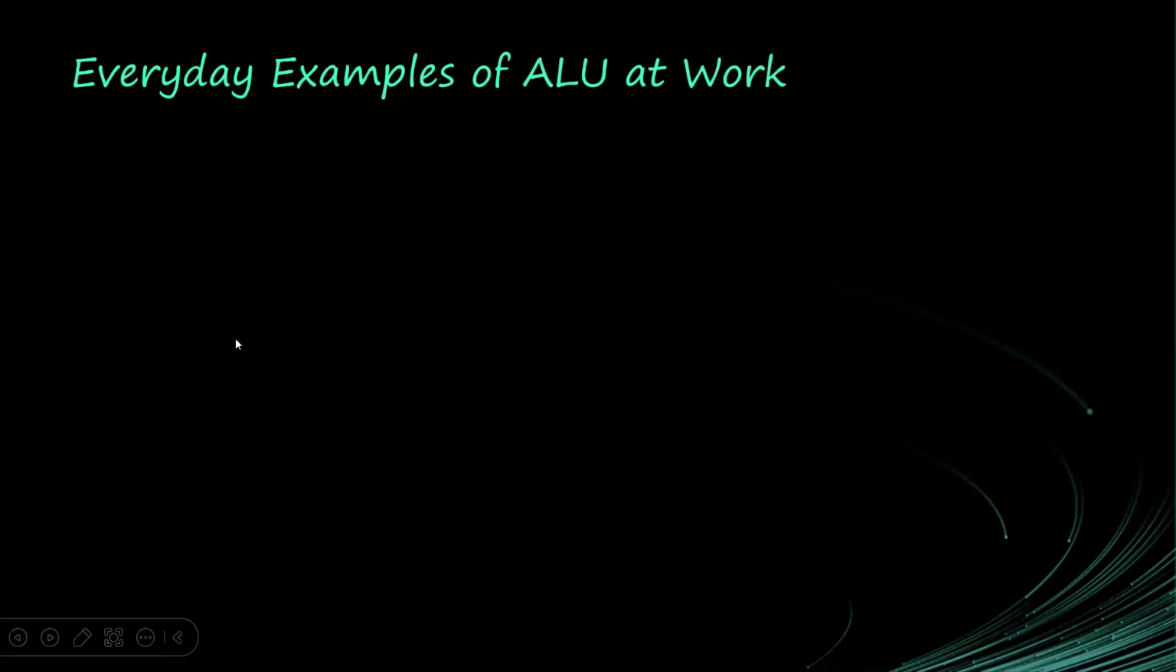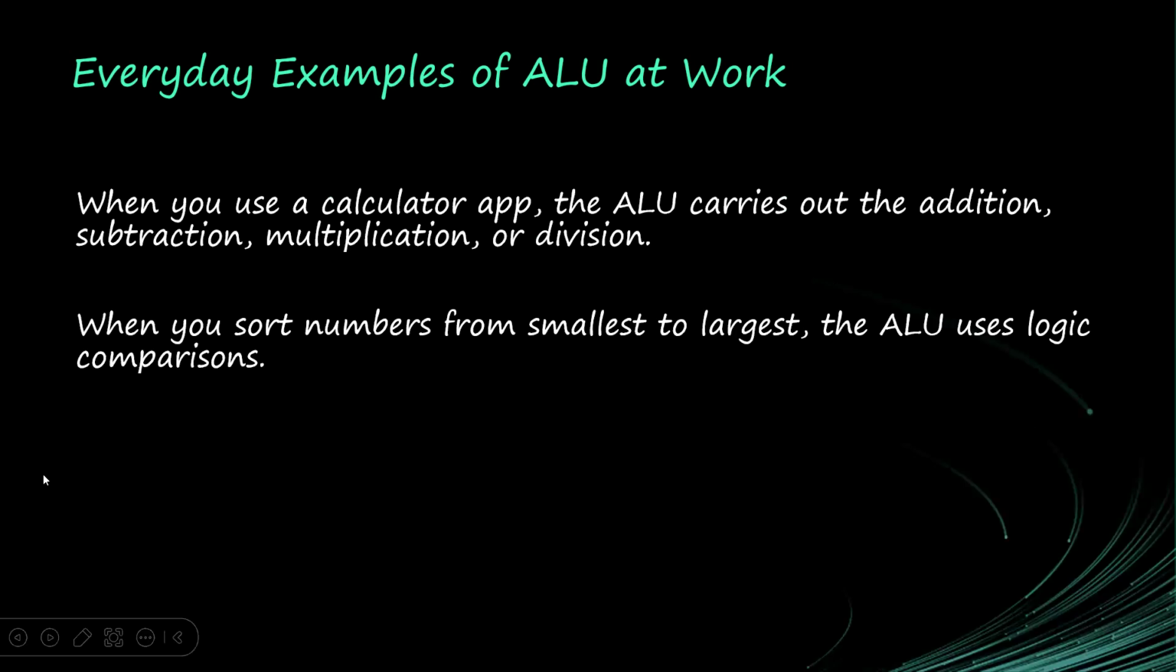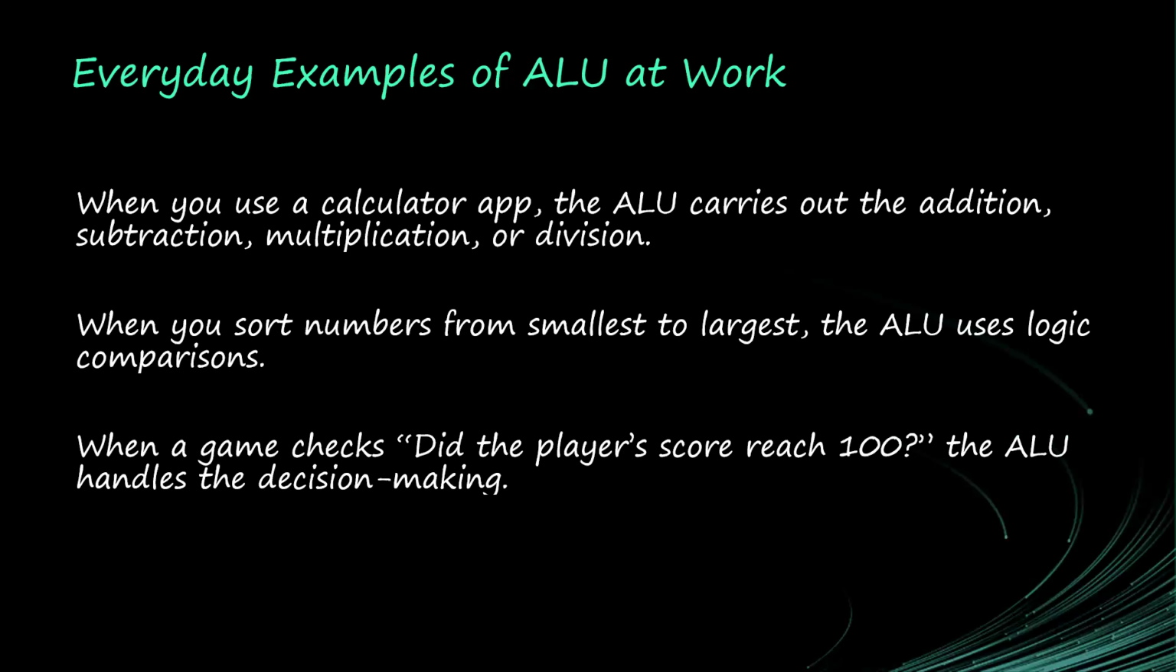So, everyday examples of the arithmetic and logic unit at work. When you use a calculator app, the arithmetic and logic unit carries out the addition, the subtraction, the multiplication. Anything that you're doing there, the arithmetic and logic unit will perform it. When you sort numbers from smallest to largest, the arithmetic and logic unit uses logical comparisons to do it. So if you have a list of numbers and you tell the computer to sort it for you, it is the arithmetic and logic unit that will perform this logical operation. When a game checks if the player score has reached 100, it is the arithmetic and logic unit that makes this decision.